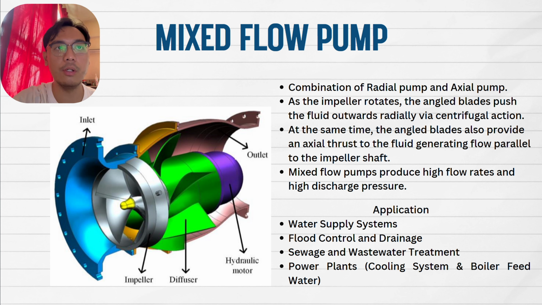I will present about the mixed flow pump. A mixed flow pump is a combination of a radial pump and an axial pump. How it works is, as the impeller rotates, the angled blades push the fluid outwards radially via centrifugal action, and at the same time the angled blades also provide an axial thrust to the fluid, generating flow parallel to the impeller shaft.